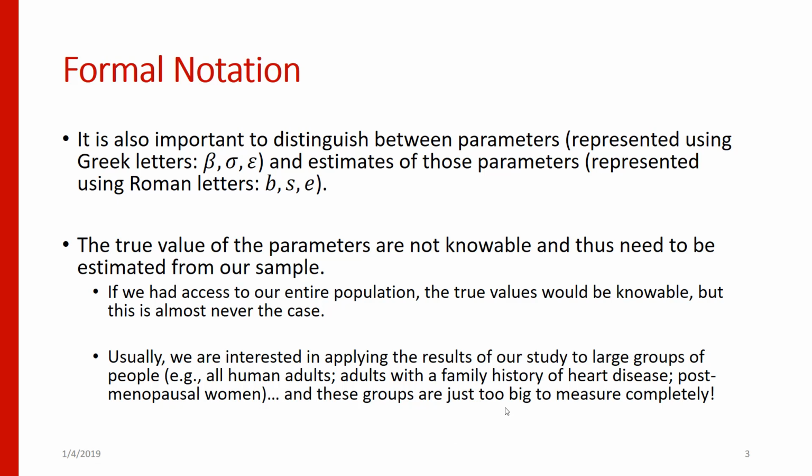So it's also important to distinguish between what we would call parameters, which we represent using the Greek letters, beta, sigma, epsilon, etc., and our estimates of those parameters, which will be represented using Roman letters, so for instance, b, s, and e. We refer to a parameter in our model as sort of any variable we insert into it. Now, the true value of that parameter is not knowable, right? It is some value in the population, and in theory, if we could measure everyone, we could determine what that parameter is. But we can't do that, right? So we need to estimate those parameters from our sample.